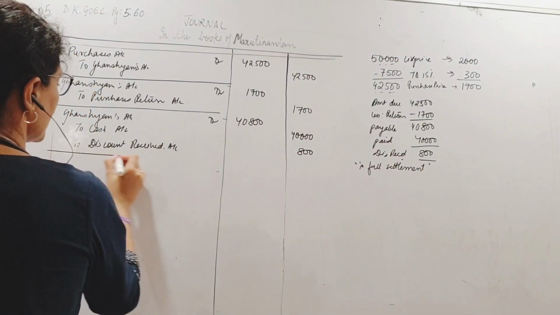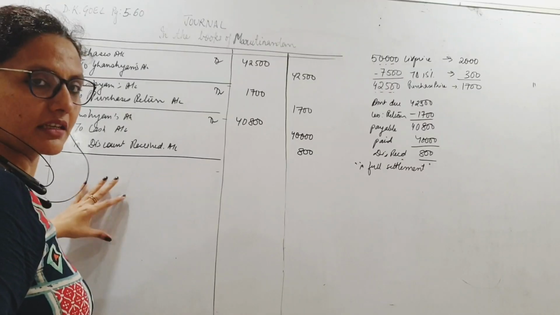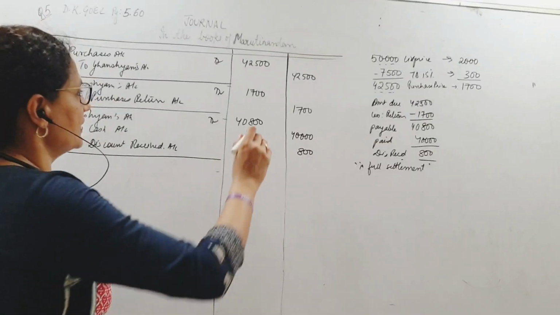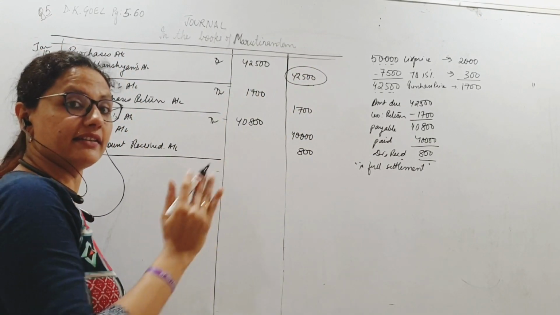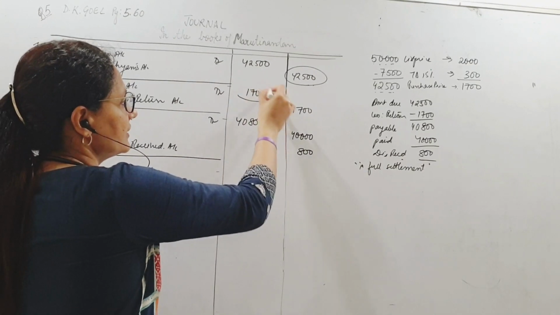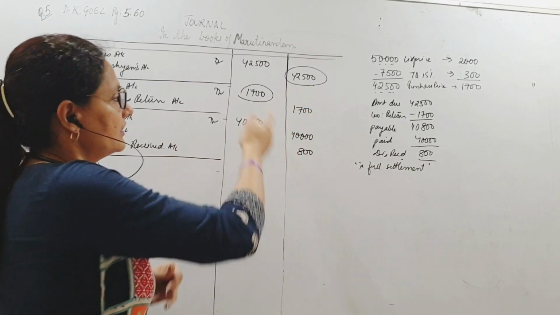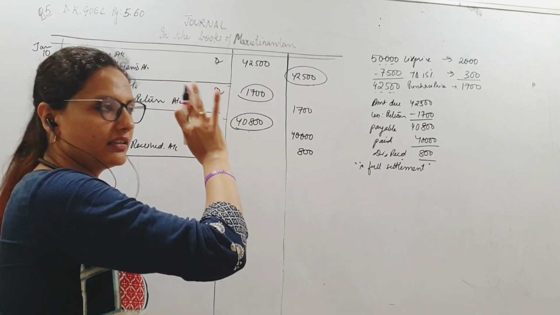Also, there is one more check here. The narration you will write here being Ghanshyam's account fully settled at a discount. Ghanshyam का account settled हुआ कि नहीं देखो. Ghanshyam को credit कितना किया था? 42,500 credit. फिर डेबिट कितना किया था? 1700. That means credit was more, debit was less. Now when I have debited this also, this plus this is 42,500.